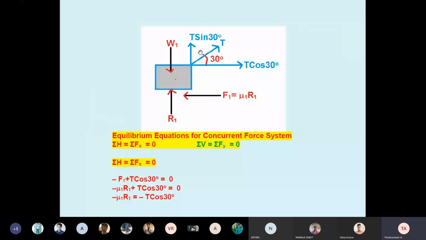Next, as per concept, weight is acting vertically downward. See here, 1 means block A. Then normal reaction R1 acts upward, in the opposite direction. Then friction. Why is friction introduced on the left side? See the T cos 30. T cos 30 is horizontal, therefore friction is on the left side. So don't think about P.